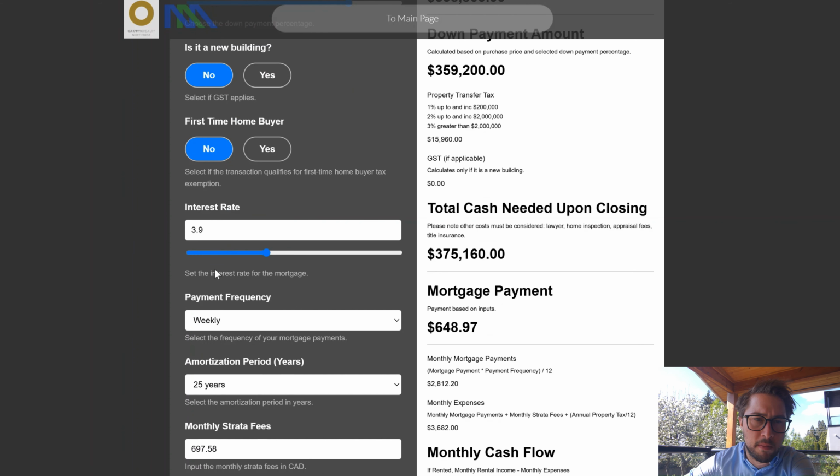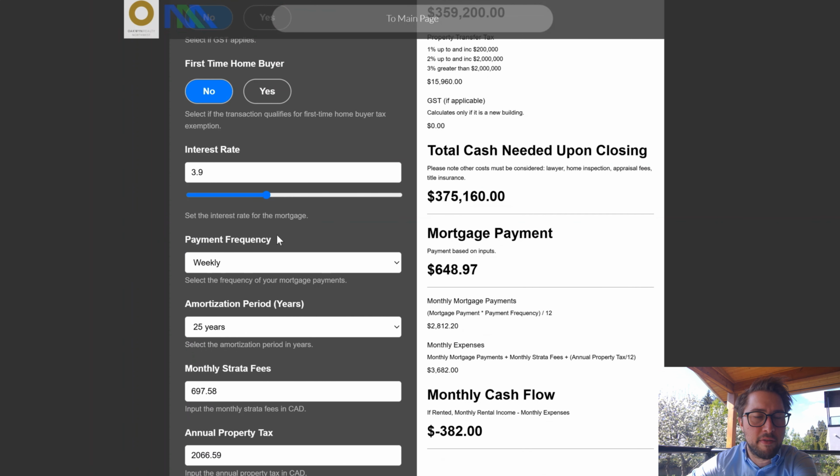Interest rate at the current moment is around 3.9. I've seen some get 3.8, but let's go with 3.9 to be safe. And payment frequency: if you're good at managing your cash flow and able to make payments weekly, I highly recommend that. It doesn't make that big of a difference, but over 20 years it does make a difference. So I recommend always going weekly if you are able. Amortization period would be 25 years.